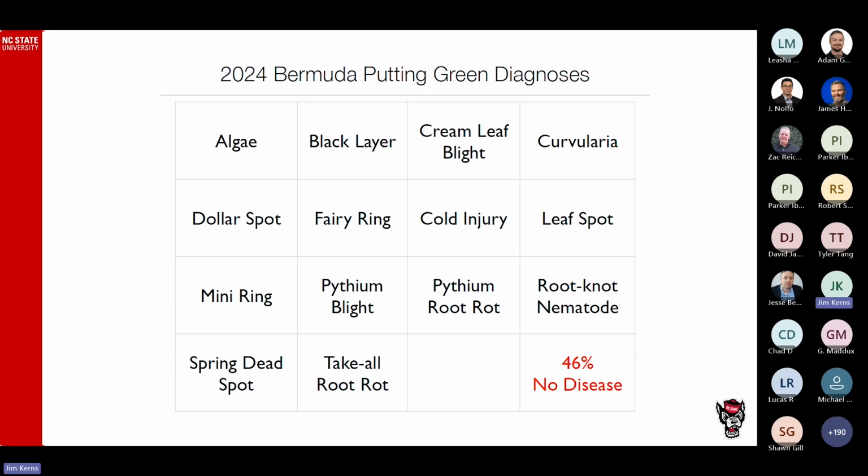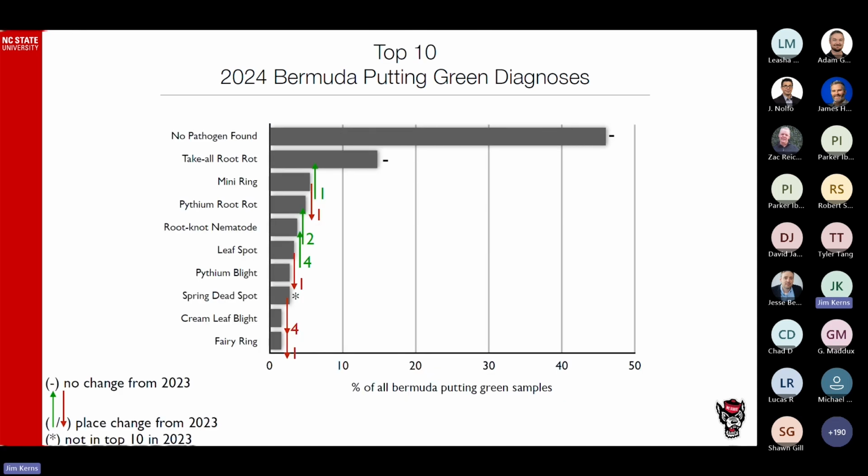Once again, diagnosis is absolutely critical. 46% of what we see isn't a disease. Okay, so unfortunately, we still see this take-all root rot. We'll talk about this later today.